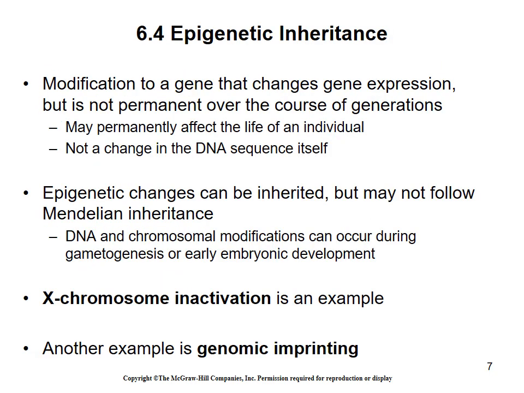The next item in Chapter 6 is to take a look at epigenetic inheritance. Epigenetic inheritance is sometimes also called genomic imprinting. It's when we see that there's a modification to the gene that allows the gene expression. Oftentimes these modifications tend not to be permanent. They can be permanent throughout the life of the individual. However, when it's time for the gametes to form, we see that the modifications might be lost. There tends to not be an actual change to the DNA sequence itself.